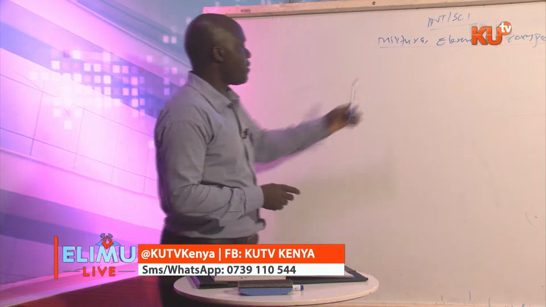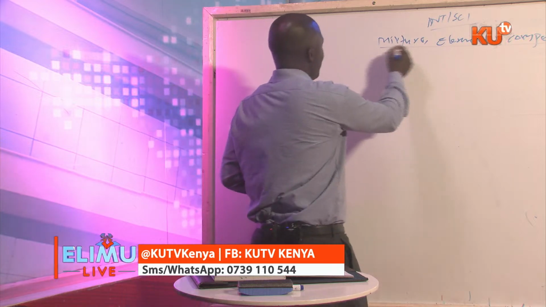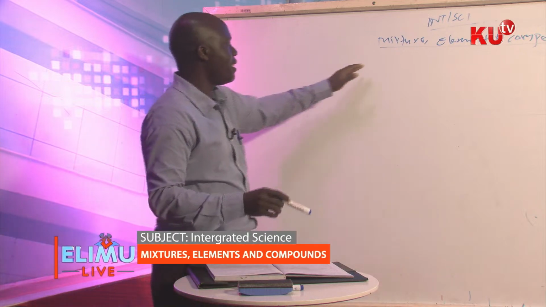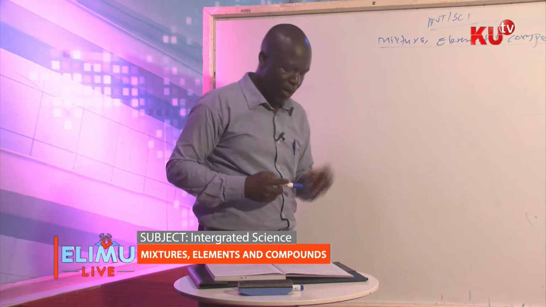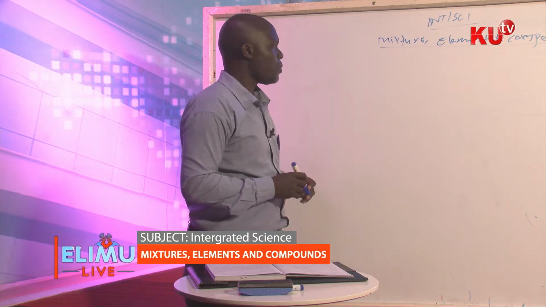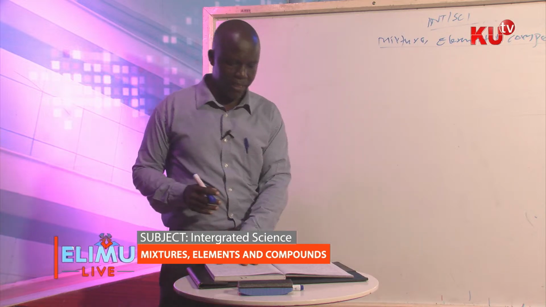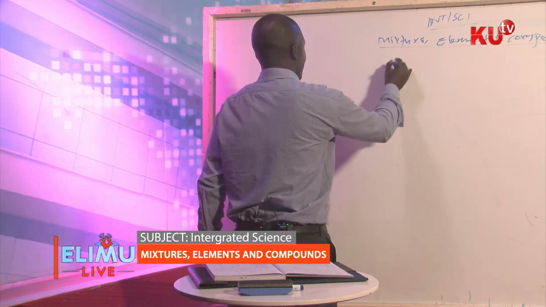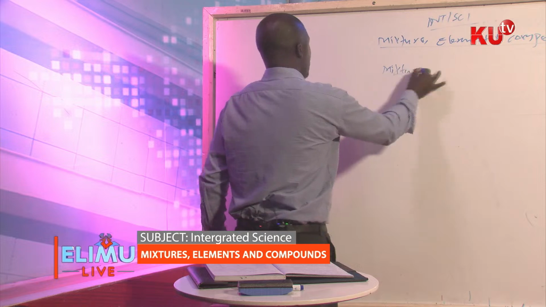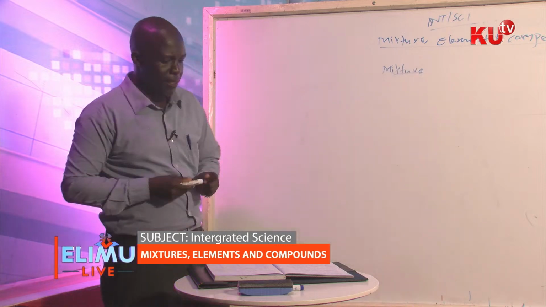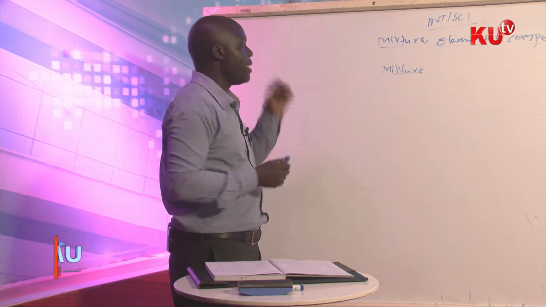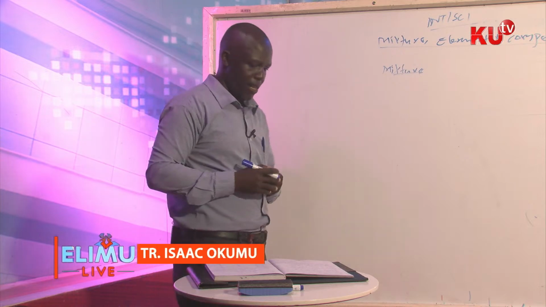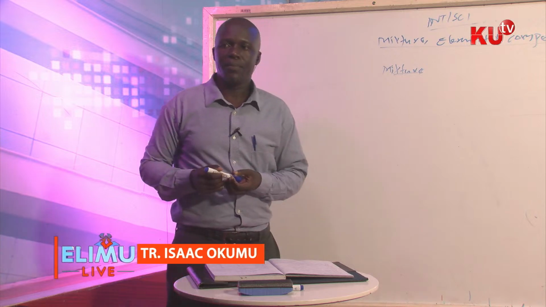So back to the strand of today, we want to talk about mixtures, elements, and compounds. But I want to go back to what we learned in grade 7, where we looked at a mixture. First of all, we need to understand the meaning of mixture. A mixture simply means the combination of two or more substances combined together.